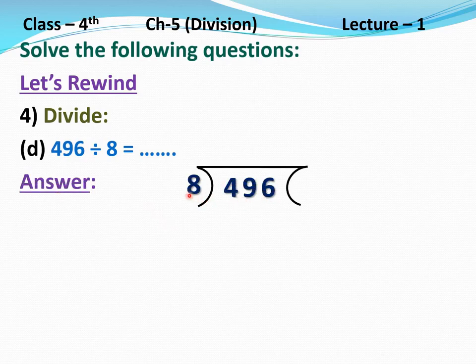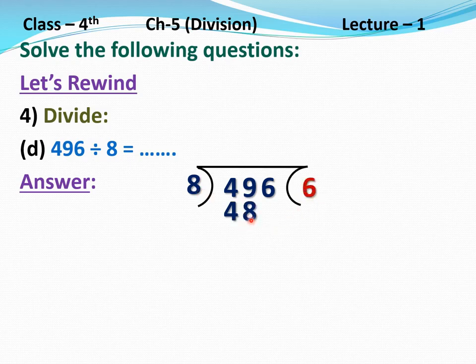Now see, 8 is a single digit divisor. So we will take only first number in dividend, that is 4. But 4 is less than 8, so we will take next number, that is 9. So number will be 49. Now multiply 8 by that number so that you will get equal to 49 or less than 49. That should not be greater than 49. See, 8 multiply 6 equal to 48.